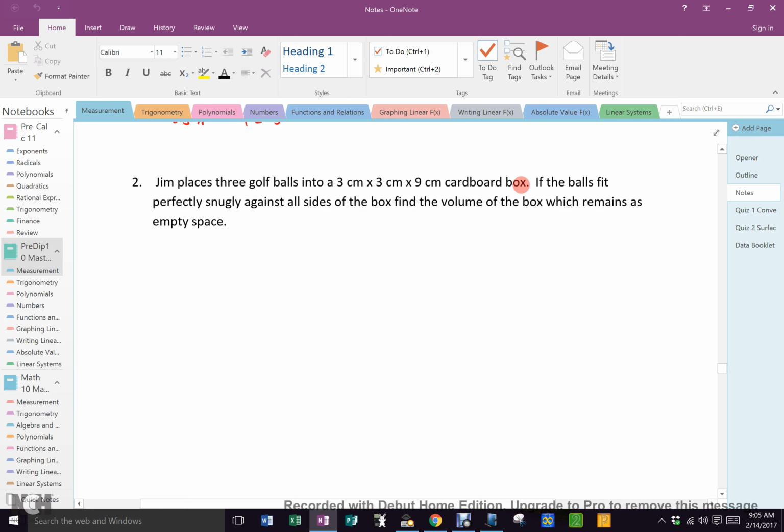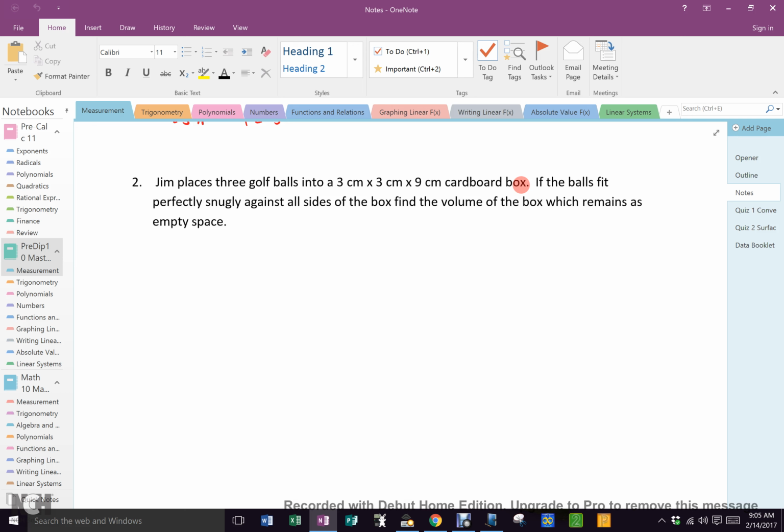If the balls fit perfectly snugly against the sides of the box, find the volume of the box which remains as empty space. Now it's a math question, because who cares, right? So let's talk about this question. What do I have? What shapes do I have with which to work?